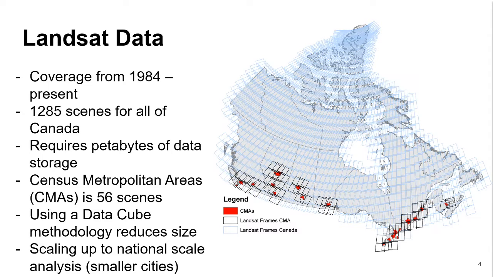Now, if we looked at all of Canada, it would be 1,285 scenes and petabytes of data, which we just can't store. Even if we're just looking at the metropolitan areas, which is 56 scenes, it would still be terabytes and terabytes of data. However, if we're using a data cube methodology and segments, it reduces size, and we can actually scale this up to a national scale and do the smaller cities as well.